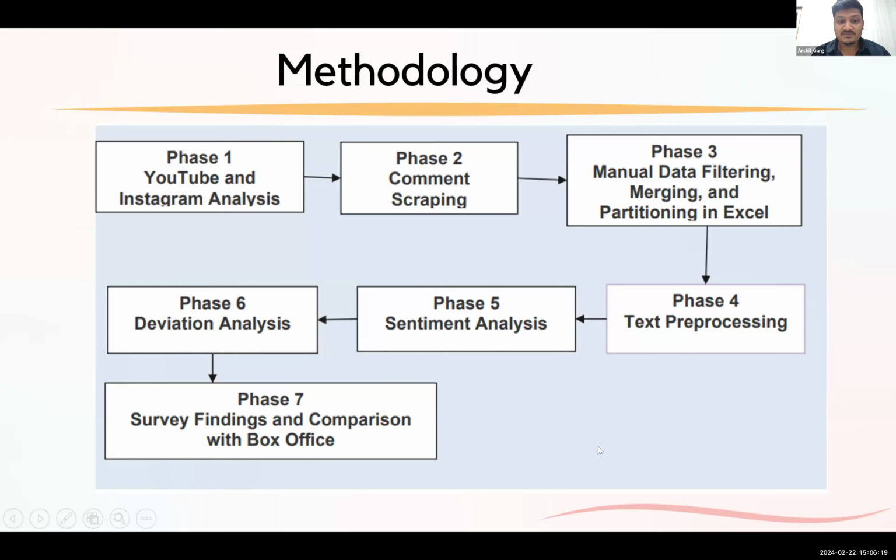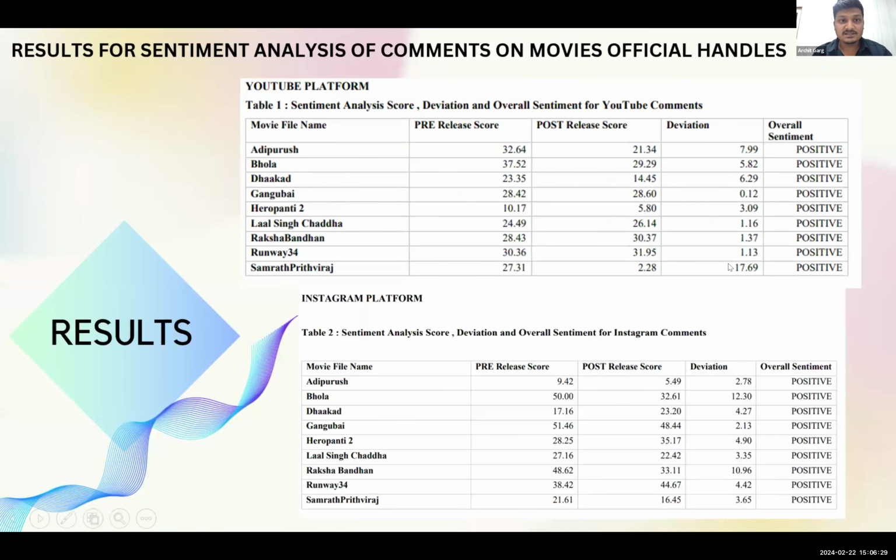Then there is the survey finding, which is actually the cross validation part, putting questions to people's official IDs and asking for their responses. These are the results. As you can see, these are the results from official handles, the YouTube platform and the Instagram platform. These 9 movies we have taken are Bollywood movies, because they were very popular, and either the director or the cast was very popular. Then we have the pre-release score, post-release score, and then we have seen the deviation here, and then the overall sentiment.